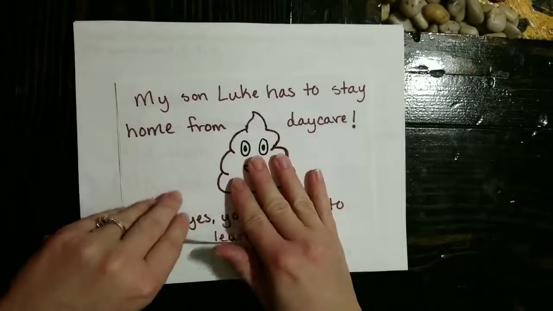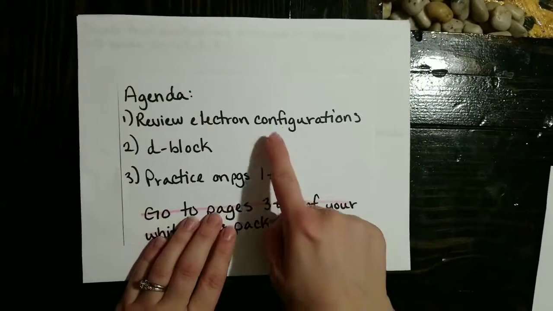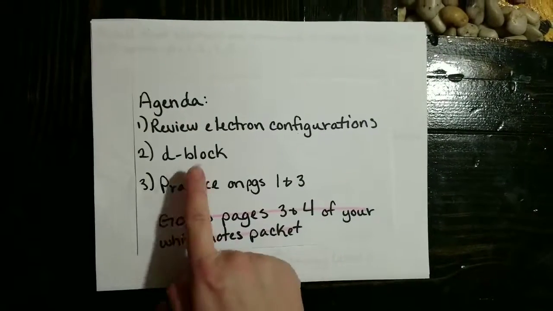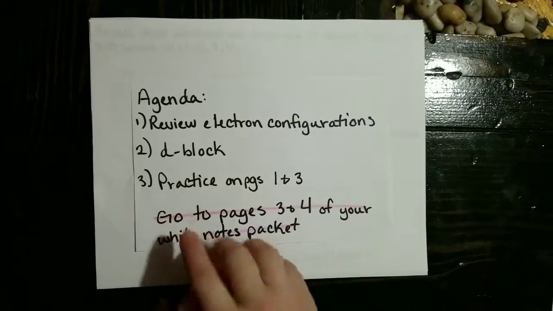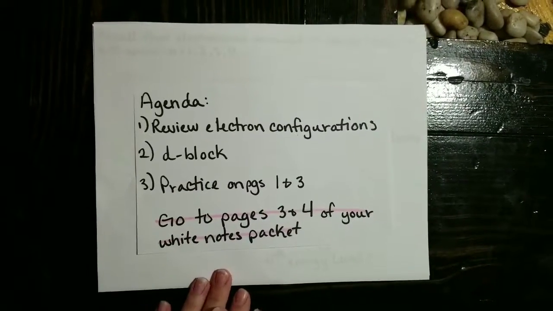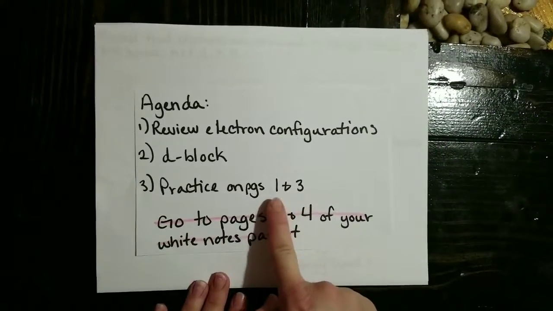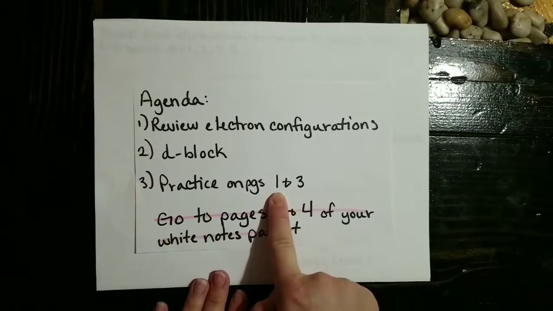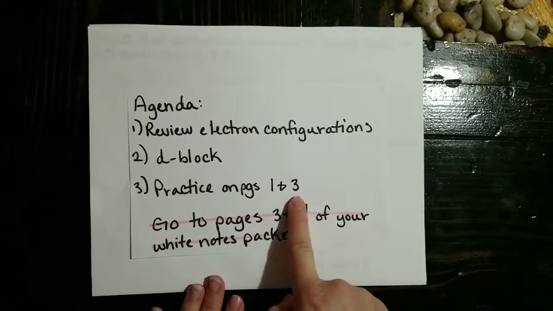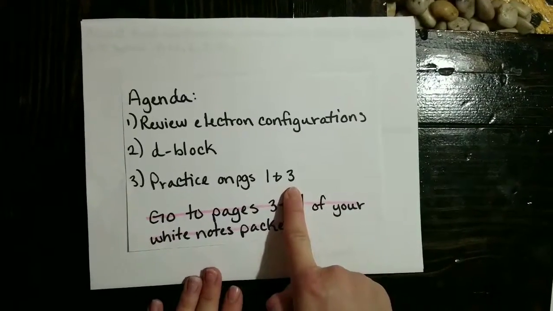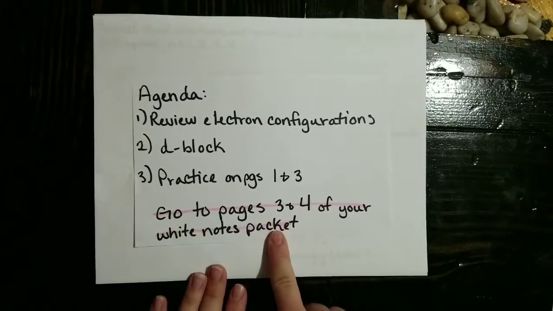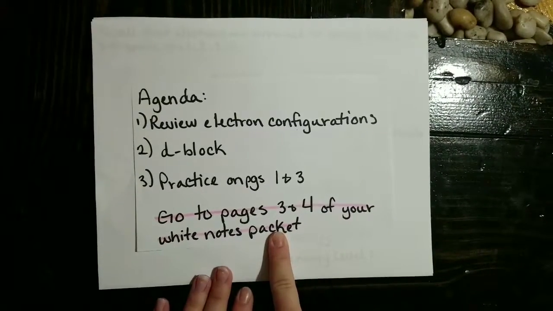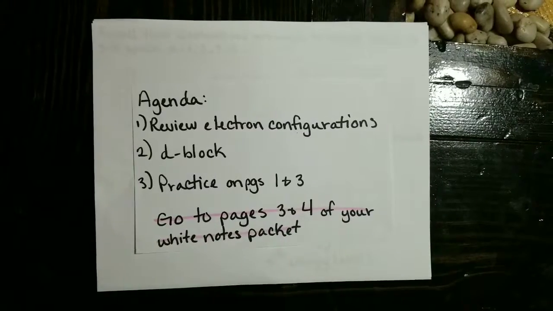So here's our agenda for today. We're going to take a few minutes to review the electron configurations that we talked about yesterday. I'll explain what happens when we move into the D block. It's really simple. And then for the rest of class, you will be completing the practice problems on page 1 if you didn't finish them yesterday, and the practice problems on page 3 for today. So if you have not gotten out your white note packets from yesterday, get them out and go to pages 3 and 4 of your notes.